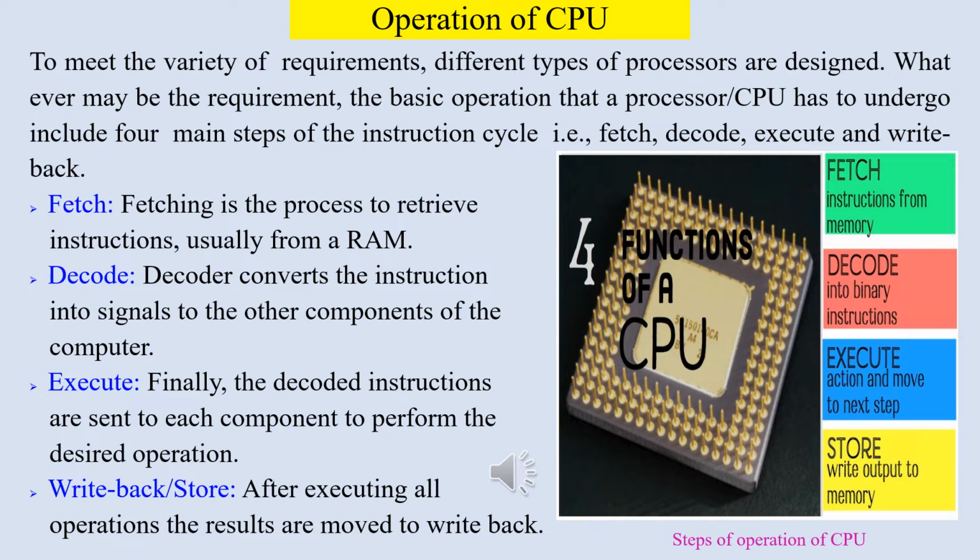Here fetching is the process to retrieve instructions usually from RAM. Decode converts the instruction into signals to the other components of the computer. Then finally, the decoded instructions are sent to each component to perform the desired operation, and after executing all operations, the results are moved to write back. In the adjacent diagram, you can have a look at that.